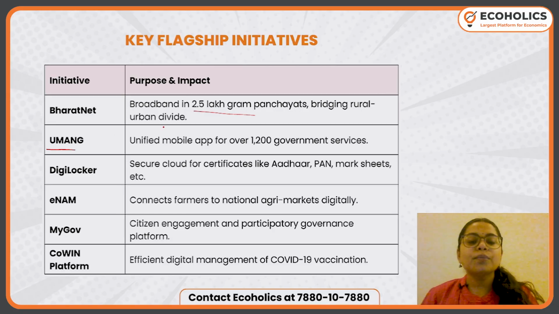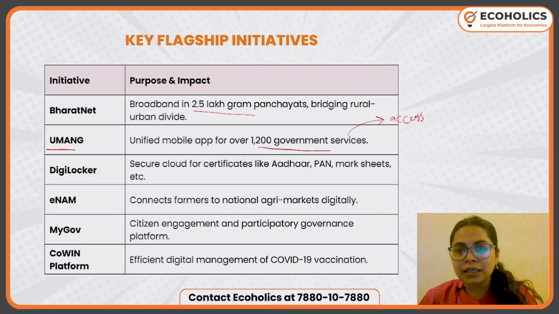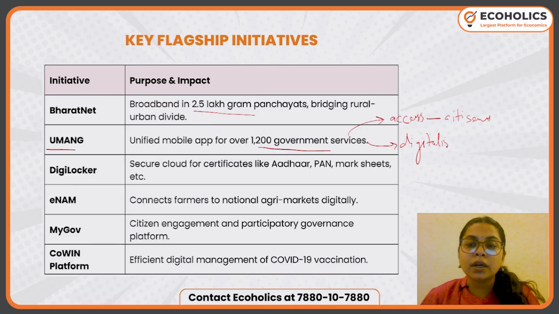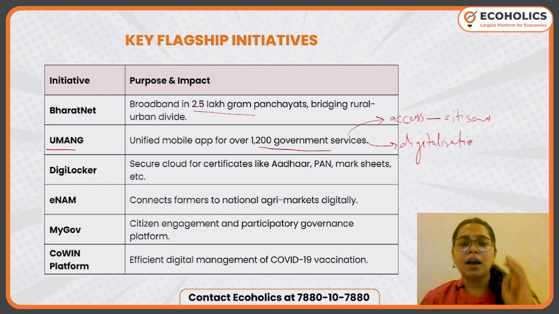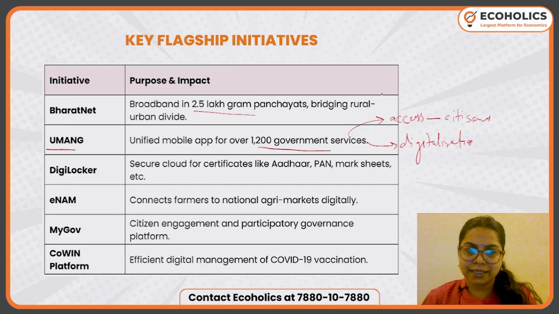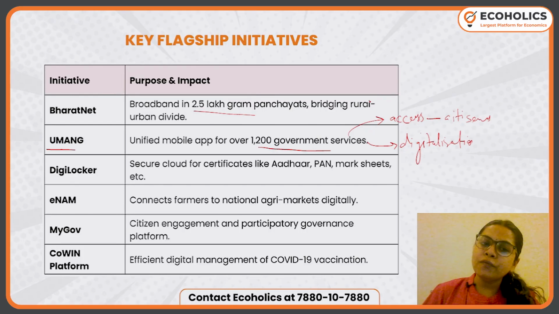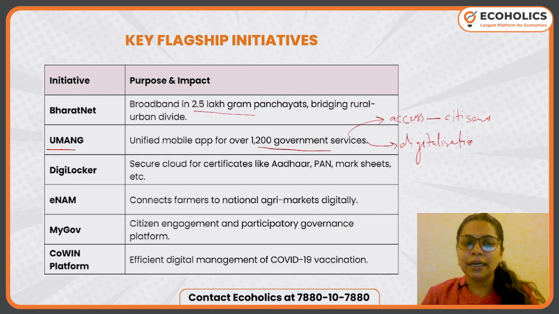Then we have Umang. It is a unified mobile app on which you can find 1200 government services. That means it will enhance the access of citizens to government services, and it will also ensure digitalization, ease of access, and paperless working for the citizens. Then we have DigiLocker, which is a secure cloud where you can store all your certificates, be it Aadhaar, driving license, PAN, mark sheets, etc. And you can access it from wherever you have internet connectivity.